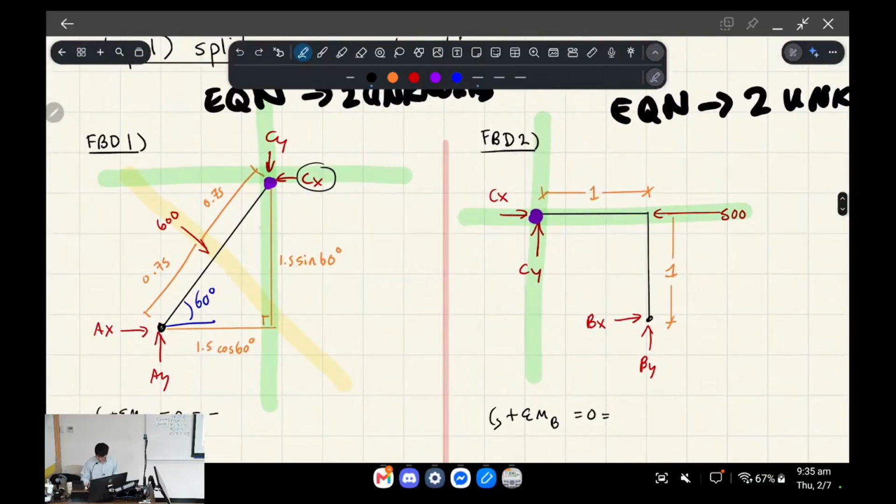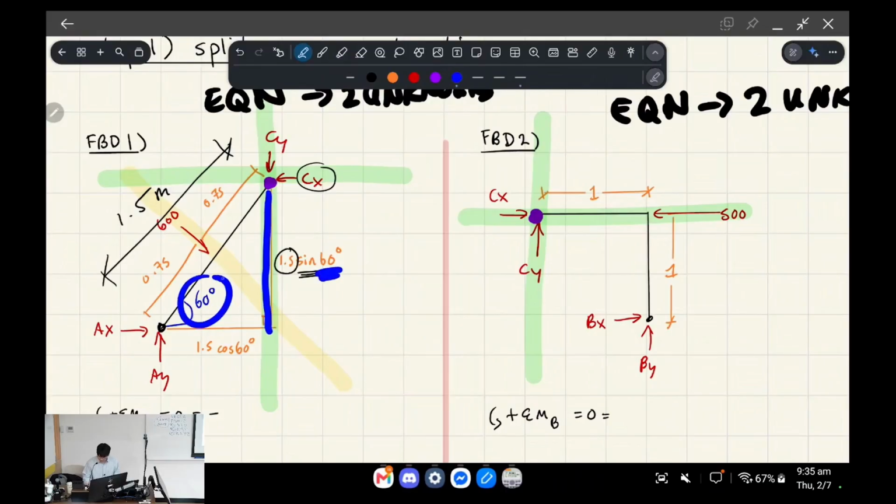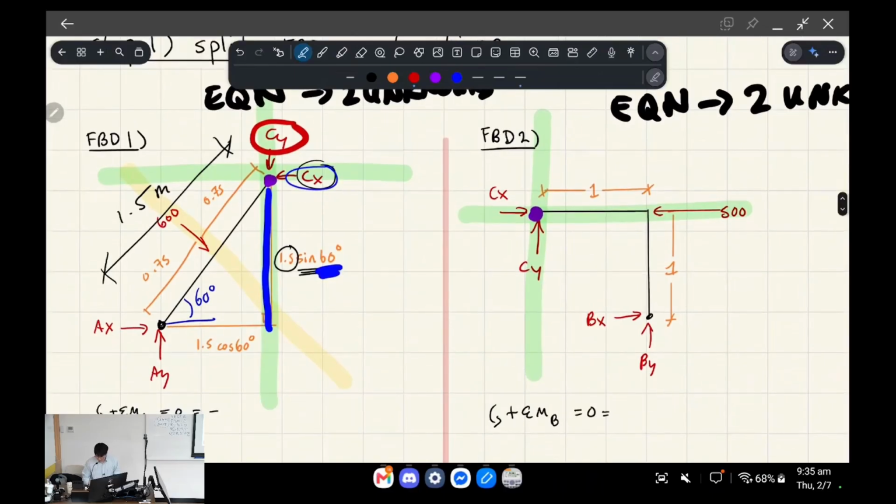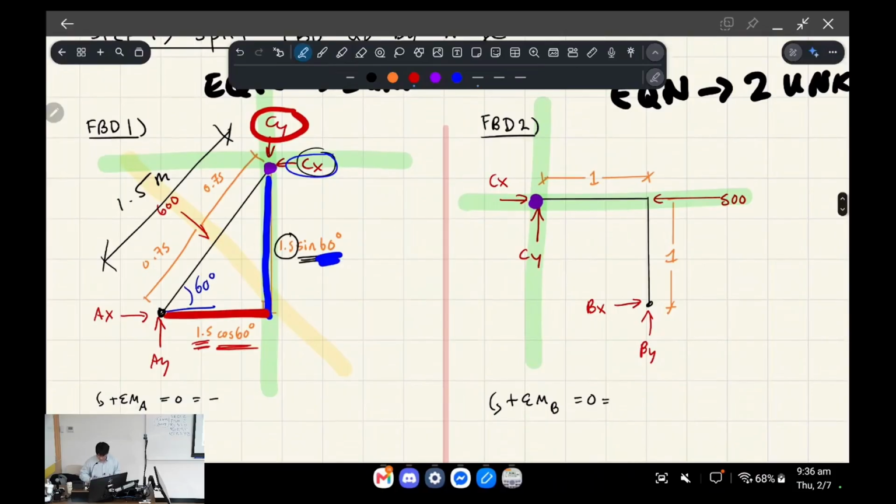Remember, in order to get the side length, we take the hypotenuse. The hypotenuse of this right angle triangle is 1.5 meters, and we multiply that by sine 60 degrees to get the opposite side. That gives us that side length. Let's say we want to work out the lever arm for CY. Therefore we want this side length of the triangle. We do the same thing: we multiply the hypotenuse by cosine, for the adjacent side.